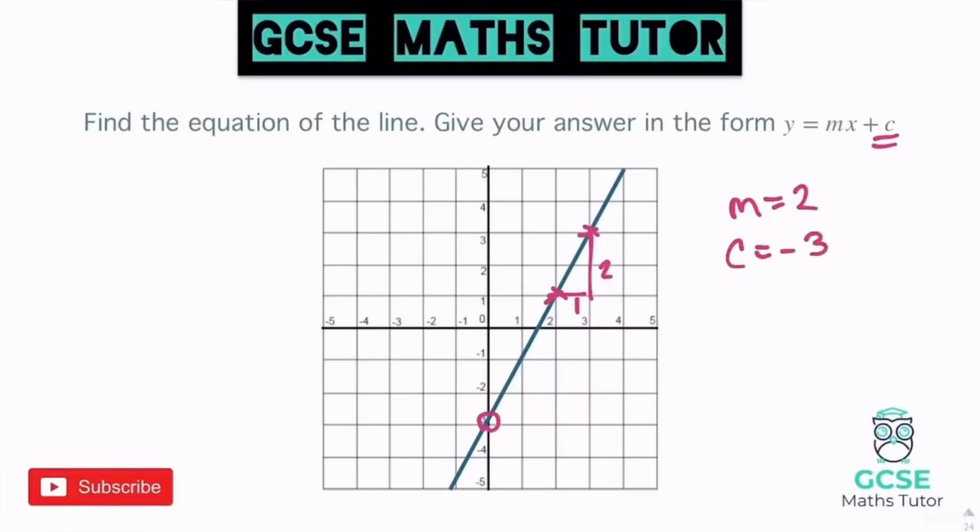So I just need to put those all together. We have y equals 2x take away 3. That's the equation of this line. We can do that nice and quickly like that. It goes through negative 3 on the y-intercept, and there's a gradient of 2 which I've found between those 2 whole number coordinates there.